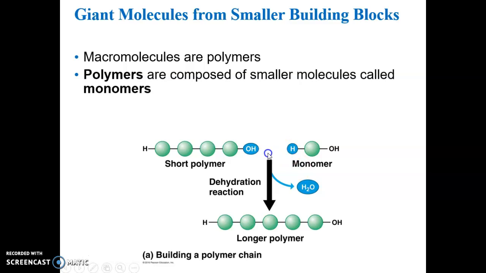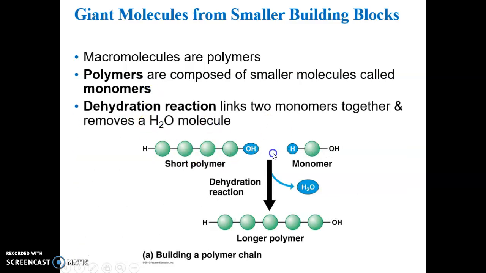So a water molecule is formed when this chemical bond occurs between this short polymer and this monomer, and that water just gets kicked out. And then a new chemical bond right here is formed between this carbon and that carbon. So this type of chemical reaction, forming a chemical bond where water is ejected or produced from this chemical reaction, is called a dehydration reaction because water is removed.